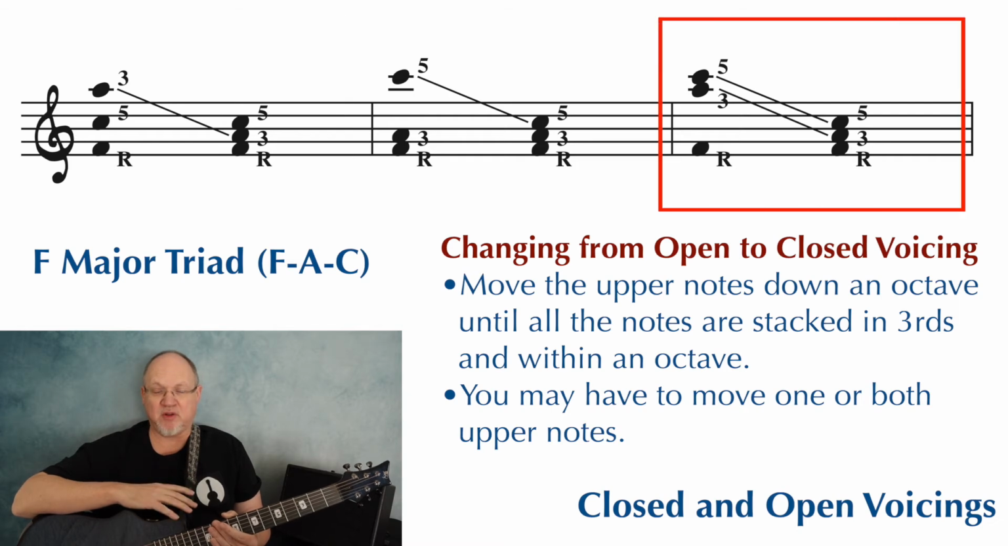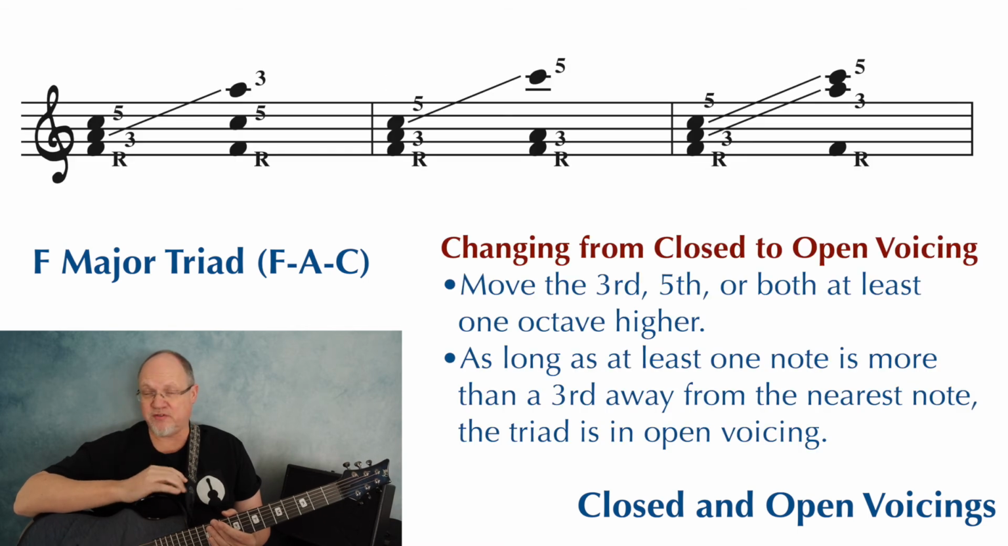And in this example of an F chord in open voicing, we have a root, 3, and a 5. The third and the fifth are both raised an octave, and you could take those down an octave and put them next to the root. Or if you wanted to, you could maybe take that root and raise it an octave. It doesn't really matter. Either way, you end up with a closed voiced F major chord with all the notes stacked up in thirds next to each other, all within an octave.